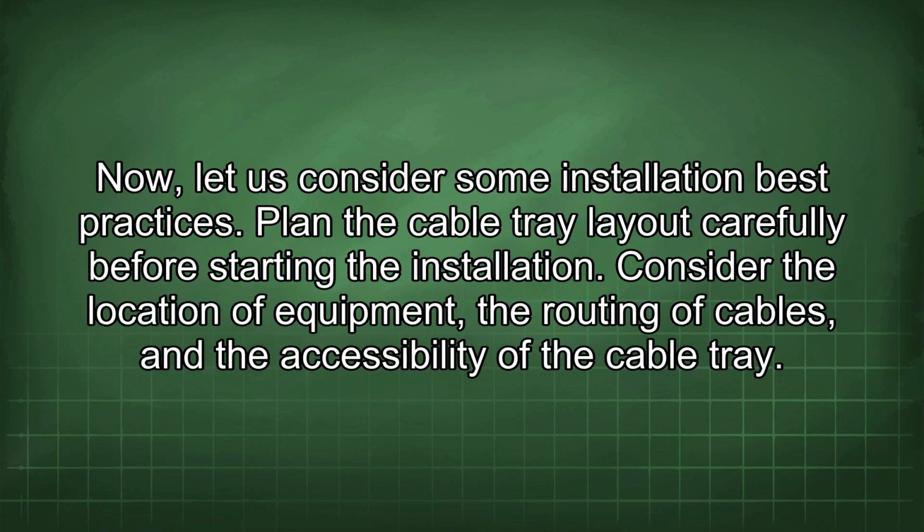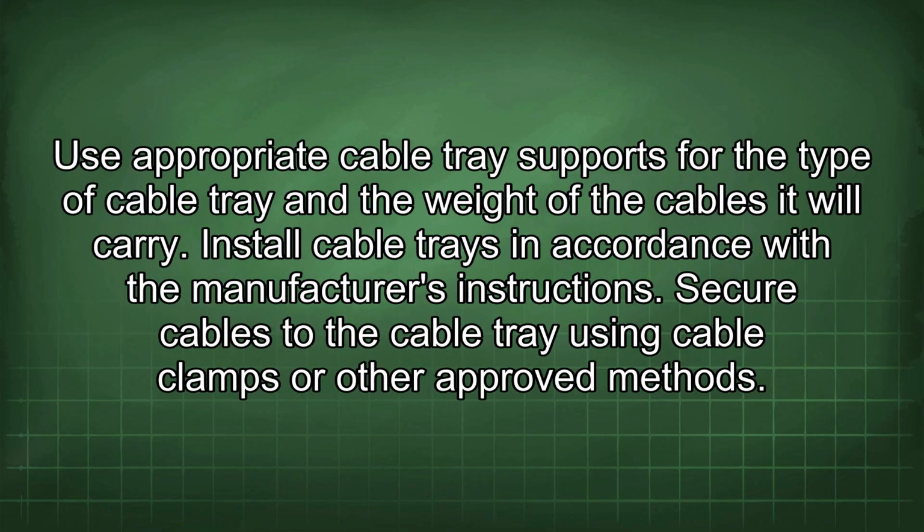Now let us consider some installation best practices. Plan the cable tray layout carefully before starting the installation. Consider the location of equipment, the routing of cables, and the accessibility of the cable tray. Use appropriate cable tray supports for the type of cable tray and the weight of the cables it will carry. Install cable trays in accordance with the manufacturer's instructions. Secure cables to the cable tray using cable clamps or other approved methods.